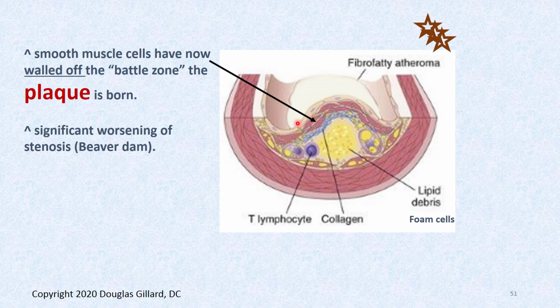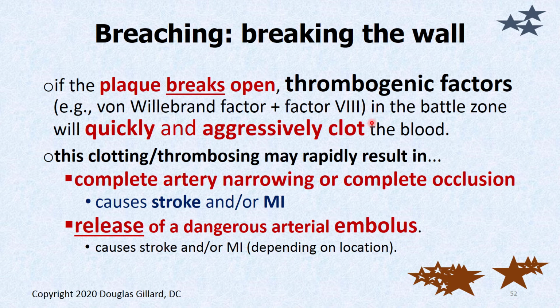But that just further decreases the lumen here. But this is a plaque that's born. Some authors say that the plaque occurs once the smooth muscle cells wall off the inflammation and are immediately underneath the epithelium. That's a plaque, and it's a beaver dam. Okay, we talked about this. And eventually the plaque can break loose, and then all hell really breaks loose.